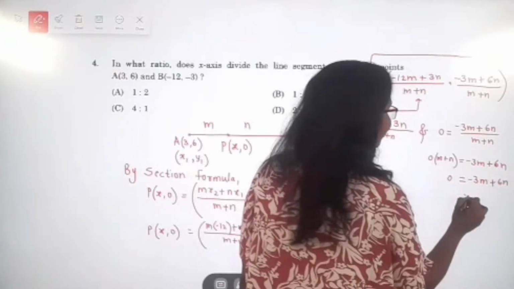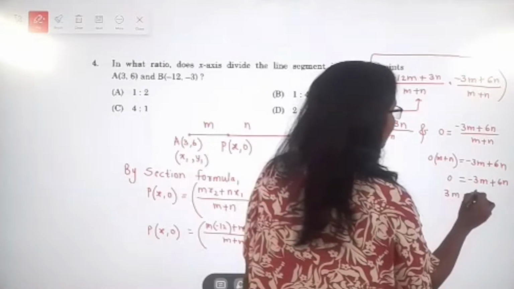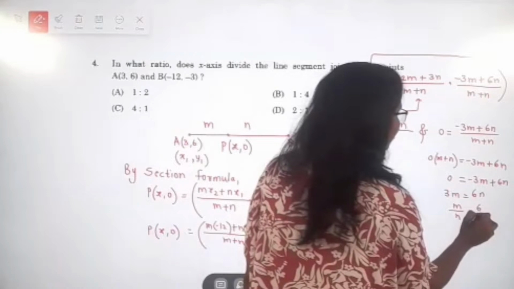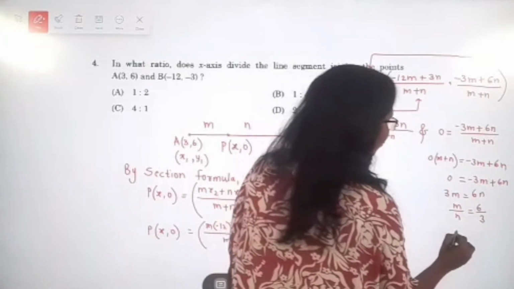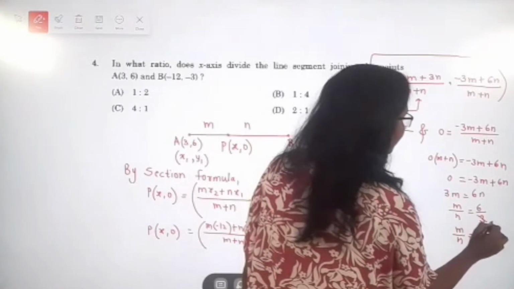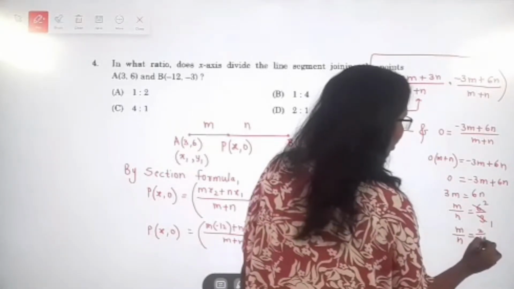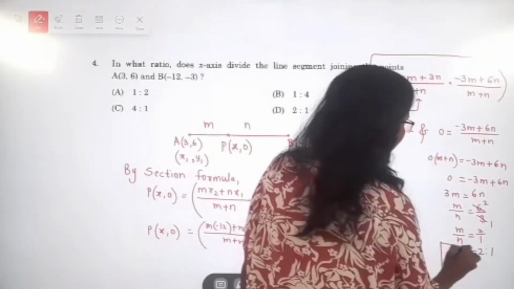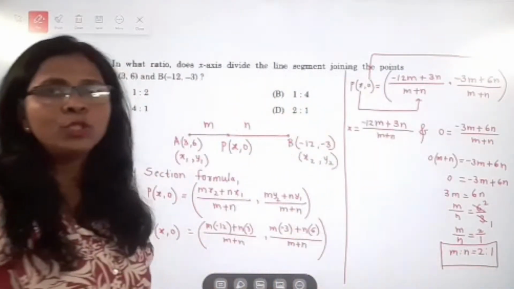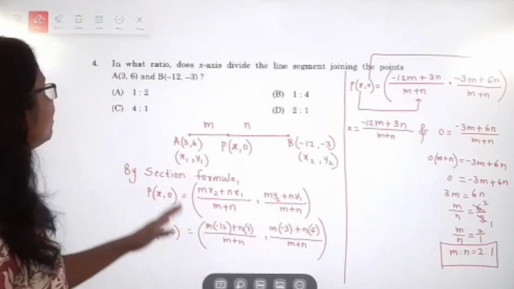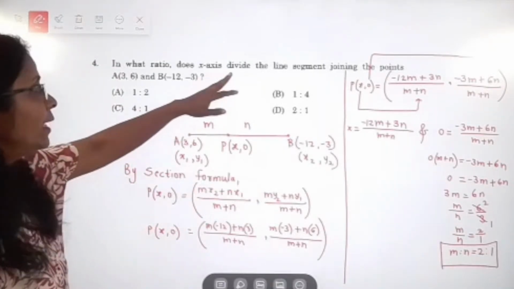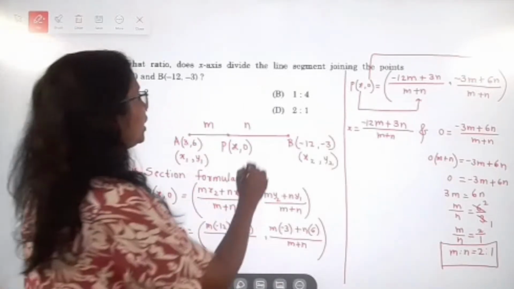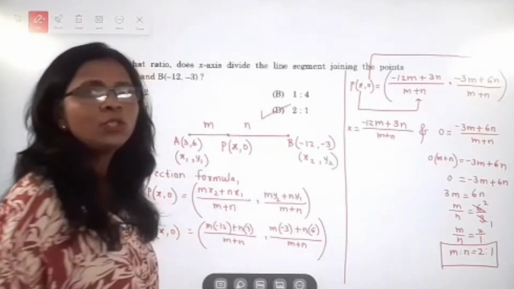So now here students, 3m is equal to 6n. So here m upon n is 6 upon 3. Okay students, so now here m upon n, that means 3 ones are 3, 3 twos are 6, so here 2 upon 1. So here m is to n is equal to 2 is to 1. So this is the final answer, and this ratio divides the line segment at these points. Okay student, so here the correct option is D, 2 is to 1.